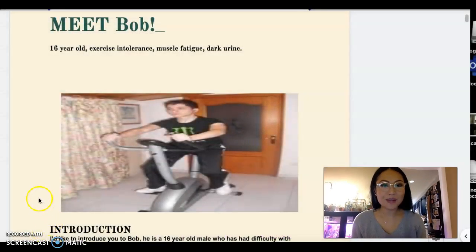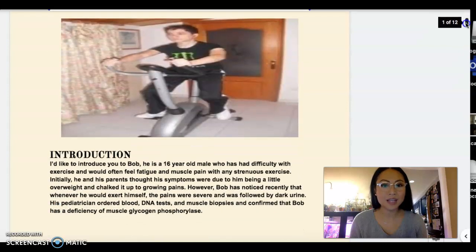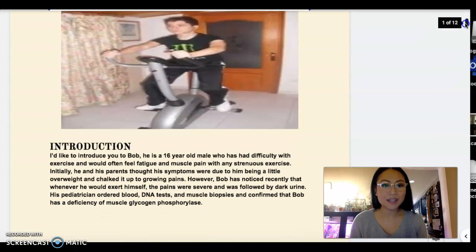So I want to start off by introducing you guys to Bob. He is a 16-year-old male who has exercise intolerance, muscle fatigue, and dark urine. He has had difficulty with exercise and would often feel fatigue and muscle pain with any strenuous exercise.